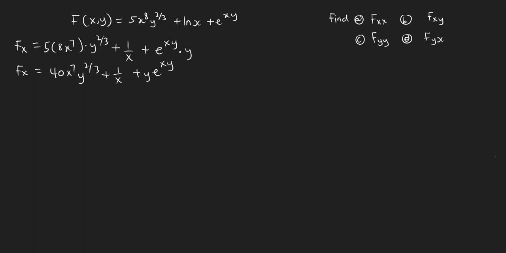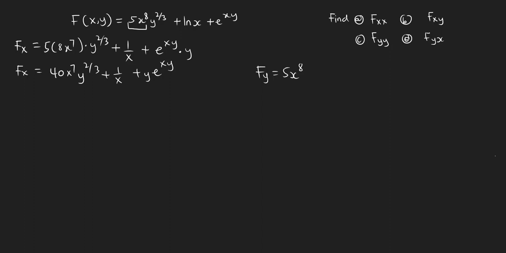And then from here, what I want us to do is let's find fy at once. Okay, so let's look at that. So from the function, you have the first term 5x to the power 8, which will be a constant in this case. You're going to have 5x to the power 8.